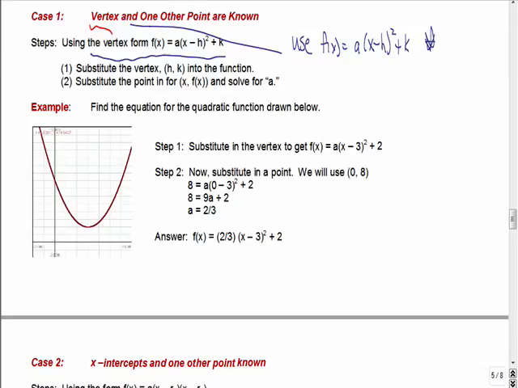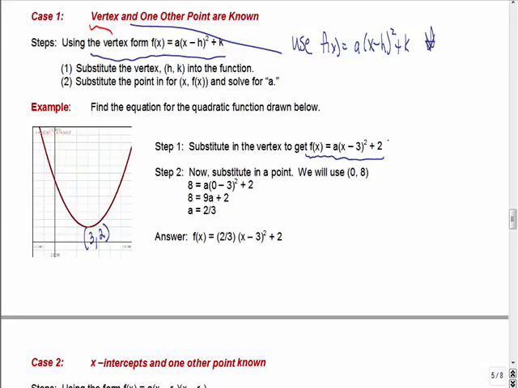So here's an example. Suppose I want to find an equation for the quadratic function drawn below. As I look at this, when I go to take a look at what the vertex is, what I learn is that my vertex is at (3, 2). And so with my vertex at (3, 2), I get f(x) is a multiplied by (x minus 3) squared plus 2. So that's my step 1. I just found the vertex and substituted in.